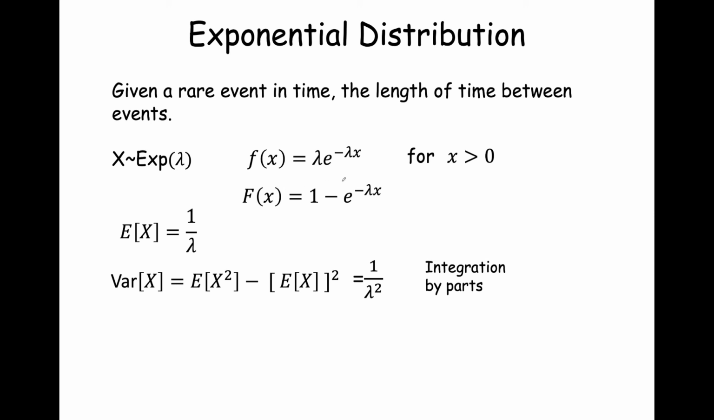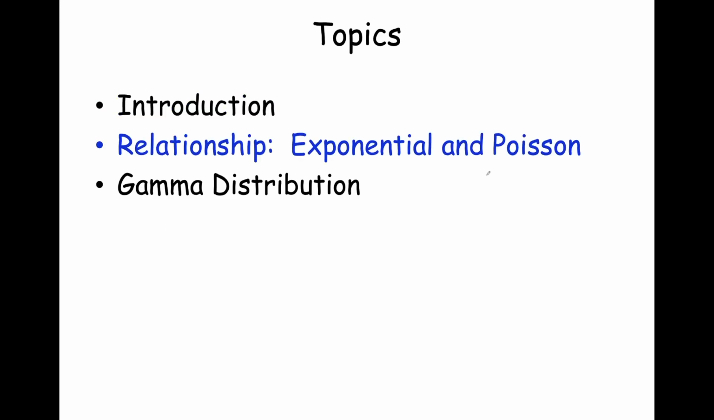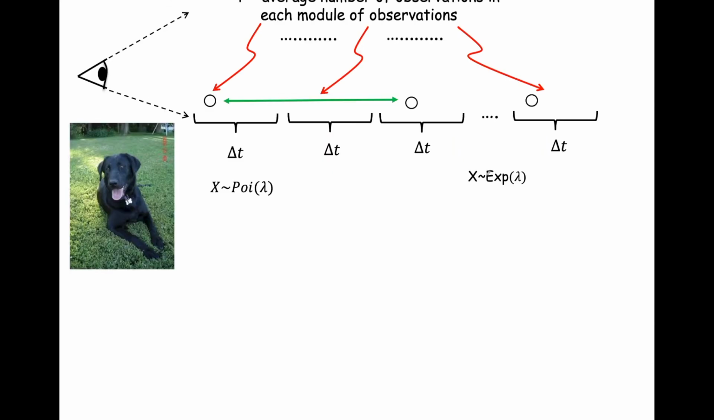Big F of x is 1 minus e to the minus lambda x, and we use calculus to solve for that. And we also use calculus to solve for the expectation, which is 1 upon lambda, and the variance, using the variance equation and integration by parts applied twice, we get variance of an exponential distribution is 1 upon lambda squared. Okay, and so let's take a look at another linkage between the exponential distribution and the Poisson distribution.